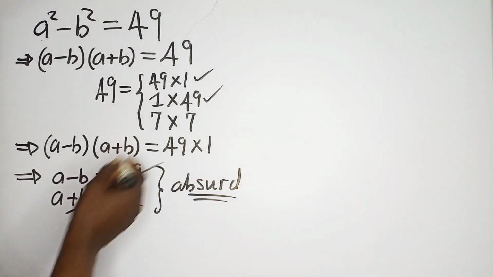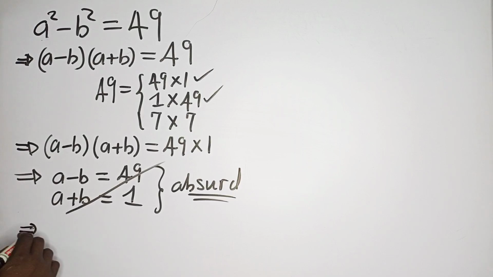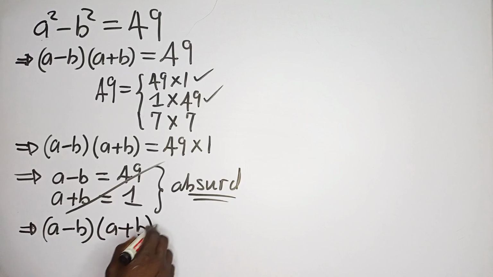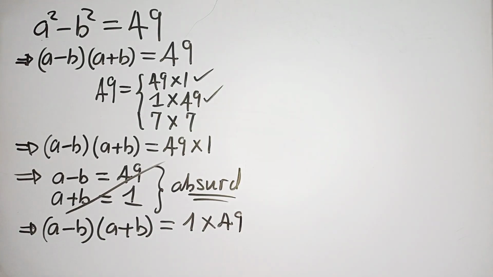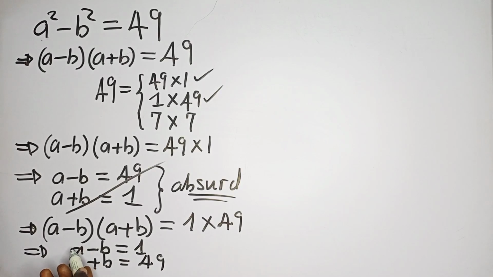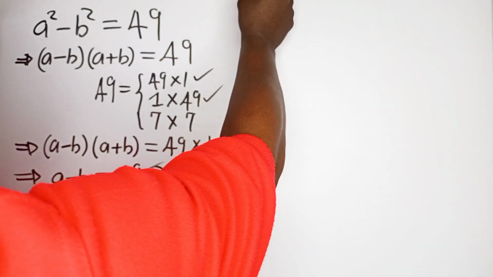If we do that, we are now saying (a minus b) times (a plus b) is 1 multiplied by 49. Matching things up like we did earlier, we have the system a minus b is equal to 1, a plus b is equal to 49. All right, this is possible. The difference of two natural numbers is smaller than their sum. This makes sense. This system makes more sense than the previous one. All right, let's go ahead and solve that system.